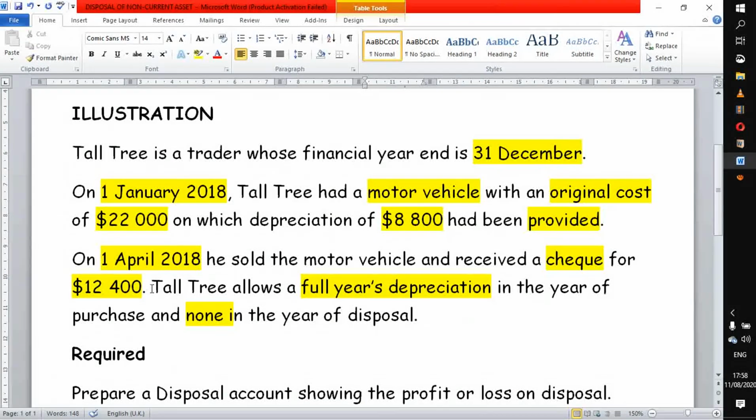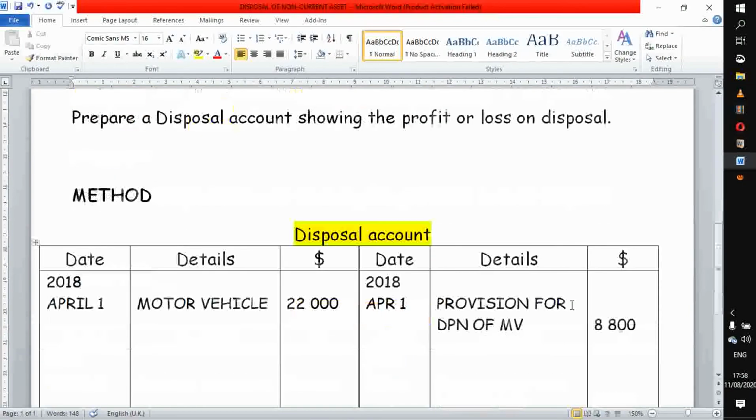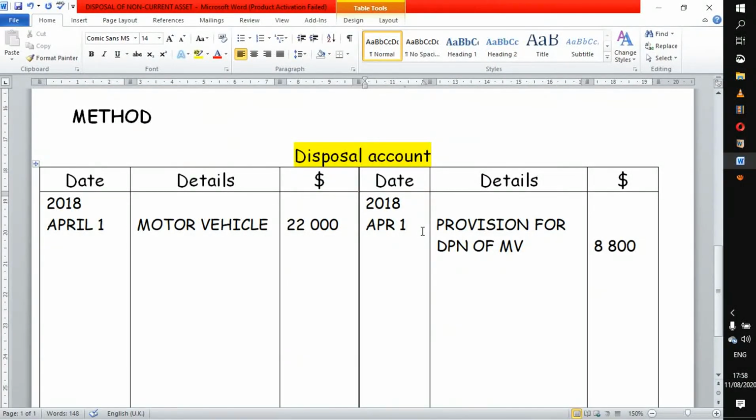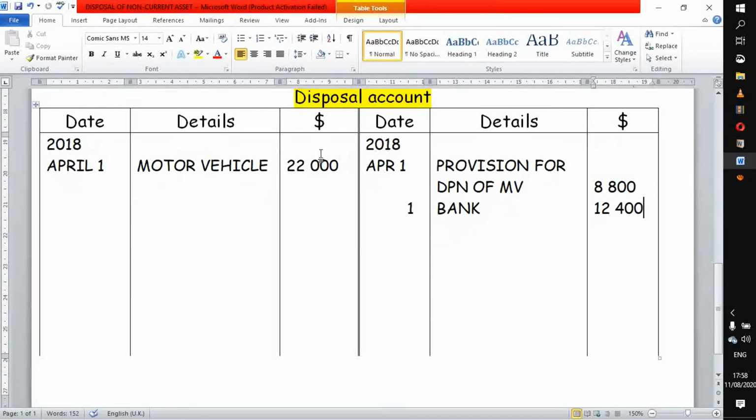Again, on that same date, 1 April, a check was received from the person who bought this asset, and this check should be recorded as well. But the check is going to the bank, so the disposal account is the giver in this case, and the bank account receives on behalf of the business. It receives this check of 12,400. So we are crediting the disposal account and debiting the bank account. Now we have managed to enter the information relating to our asset in the disposal account.